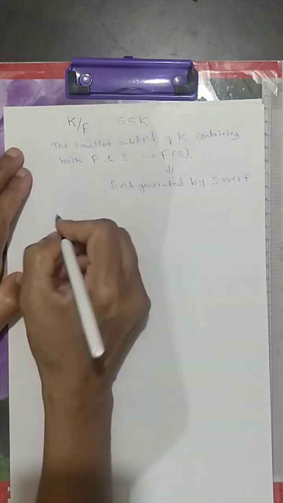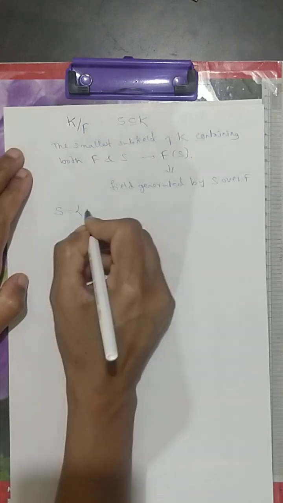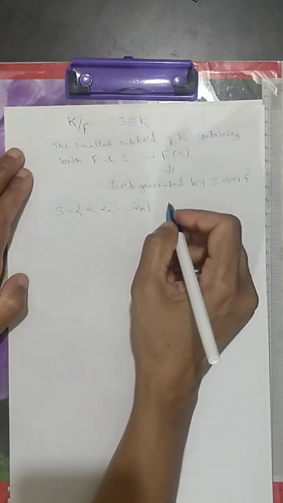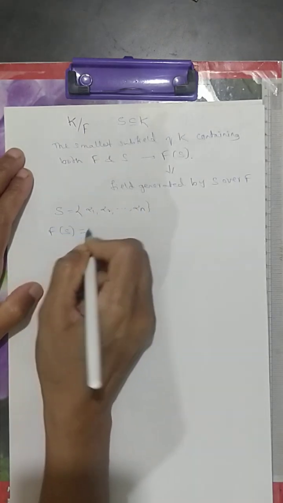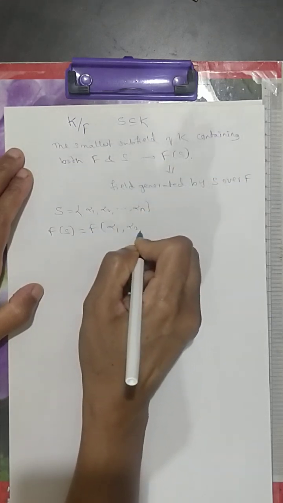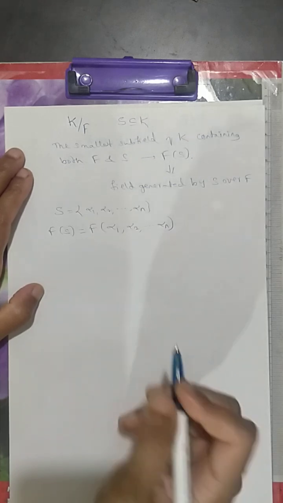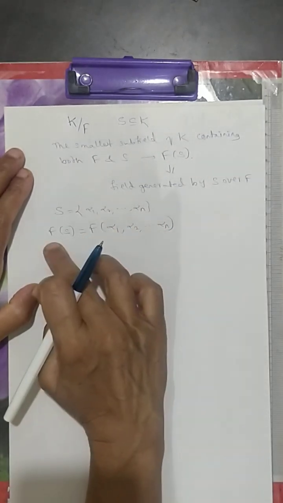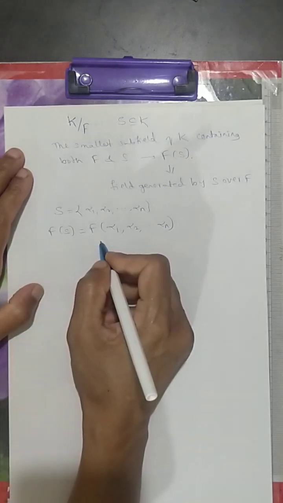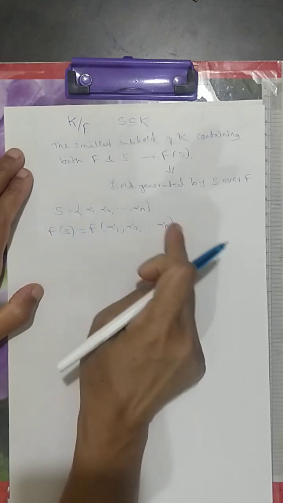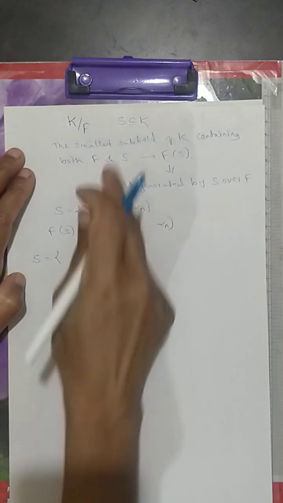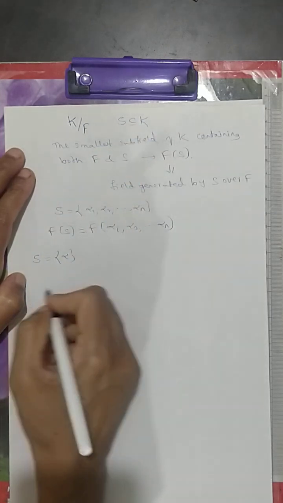Now, if I consider the set S as having the elements alpha 1, alpha 2 and so on, alpha n, for instance, then we write F(S) as F(alpha 1, alpha 2, and so on, alpha n), the field generated by these elements over the field F. It is the smallest subfield of K containing F and the elements alpha 1, alpha 2, and alpha n.